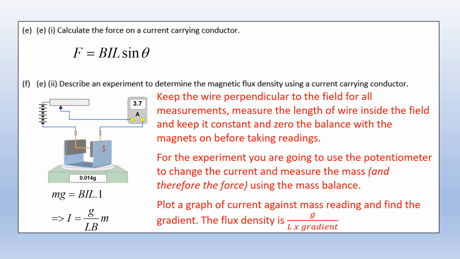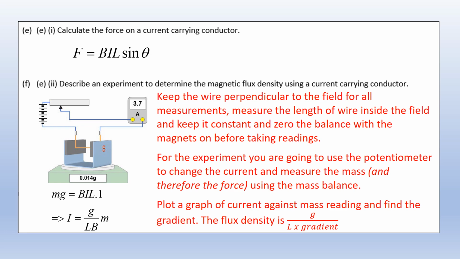The reason for that is the force is going to be the mass reading times G. That's essentially what our balance is actually measuring: it measures force and then divides it by G. So we multiply the mass by G, which gives us the weight force. Then we know it's perpendicular, so sine theta equals 1. We've got current on the y-axis, so let's move all the terms to the other side to leave current by itself. We can see that mass is multiplied by G over L times B. Therefore, that's why we use the gradient in the way we do.